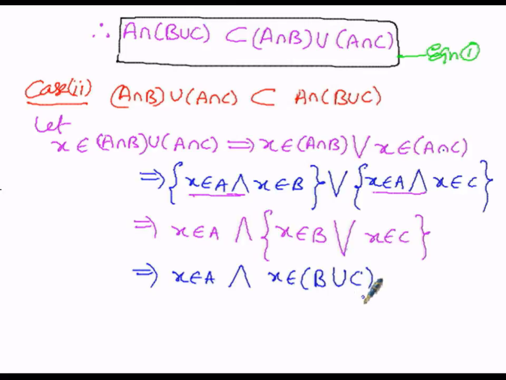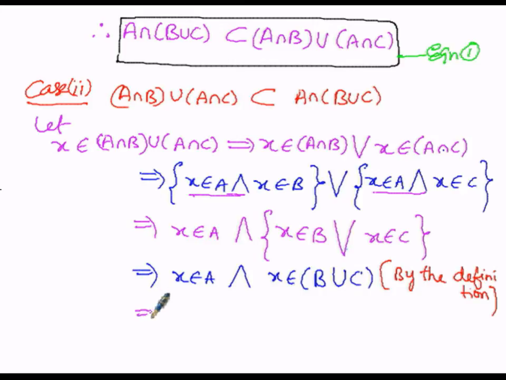So I got this step by the definition of the union of two sets. So here, instead of x belongs to B or x belongs to C, we can write it as x belongs to B union C by the definition of union of two sets. Then the next logical step will be.